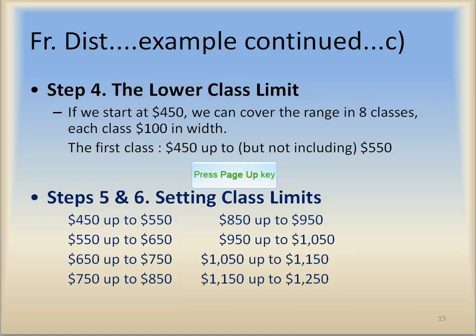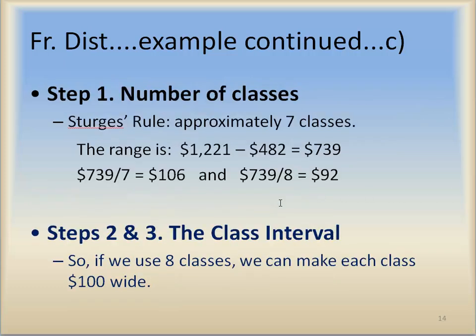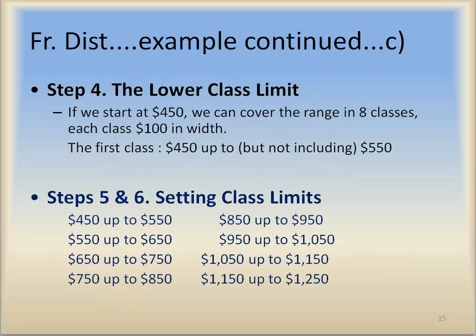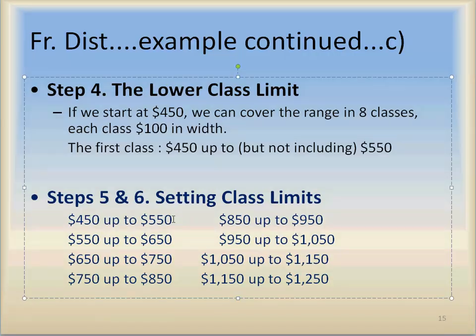The next step is we have to select our lower class limit. Ideally it should be a number which is easy on the eye. So if we say start with 450 and we keep repeatedly adding 100, because it has to be 100 wide for each class limit, we get 450 up to, but not including, 550 for the first class. Then we move to the second class, 550 up to, but not including, 650, and so on. So the first class is this, all the way through to the 8th class.